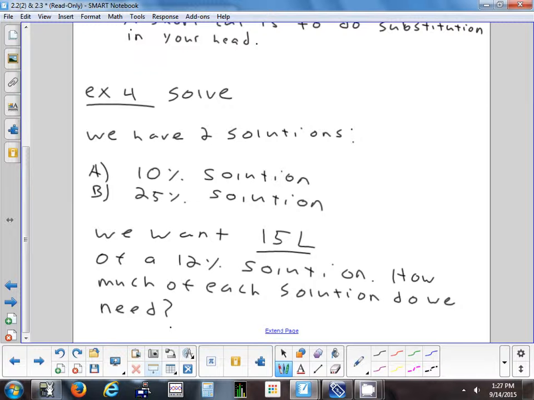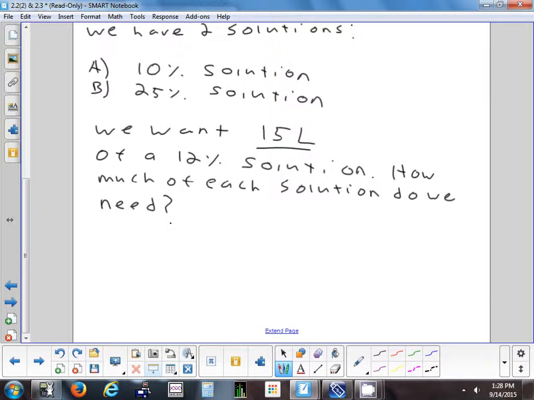Graham? Amounts of A and B. Yeah, I need to pick some amounts for A and B. I need some variables. So now we can do it two ways. We can either pick two variables and then do substitution, or I think we can do it with just one variable. So Graham, how much of solution A do we want to use, or how do we represent it?